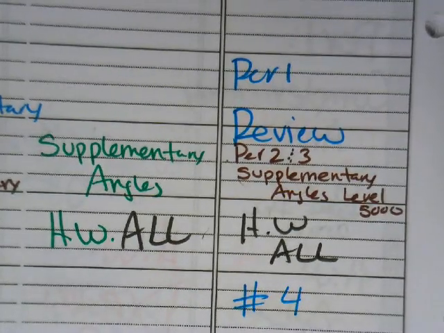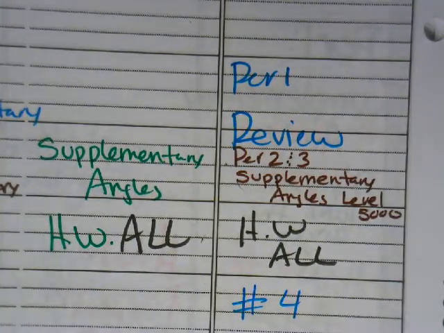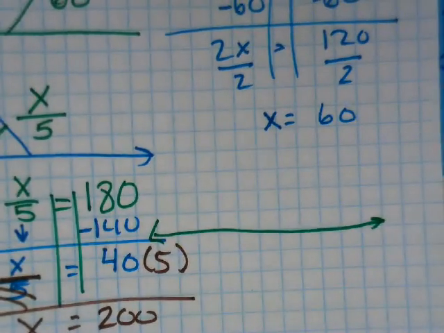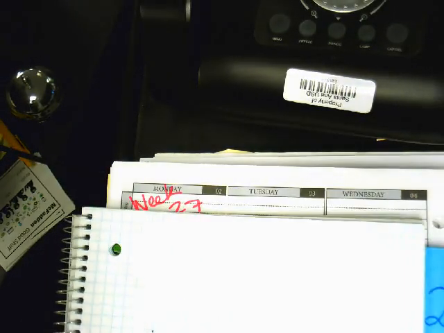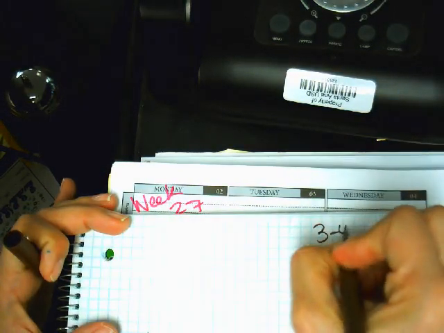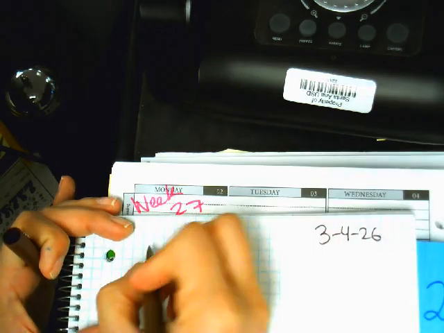Today, supplementary. All right, let me find your notebook. Here it is. Okay, so we did supplementary yesterday. Now we're gonna do supplementary level 5000. Are we ready? Yes, Miss Melanie. Okay, good. I'm glad. Okay, today is 3-4. All right, supplementary.